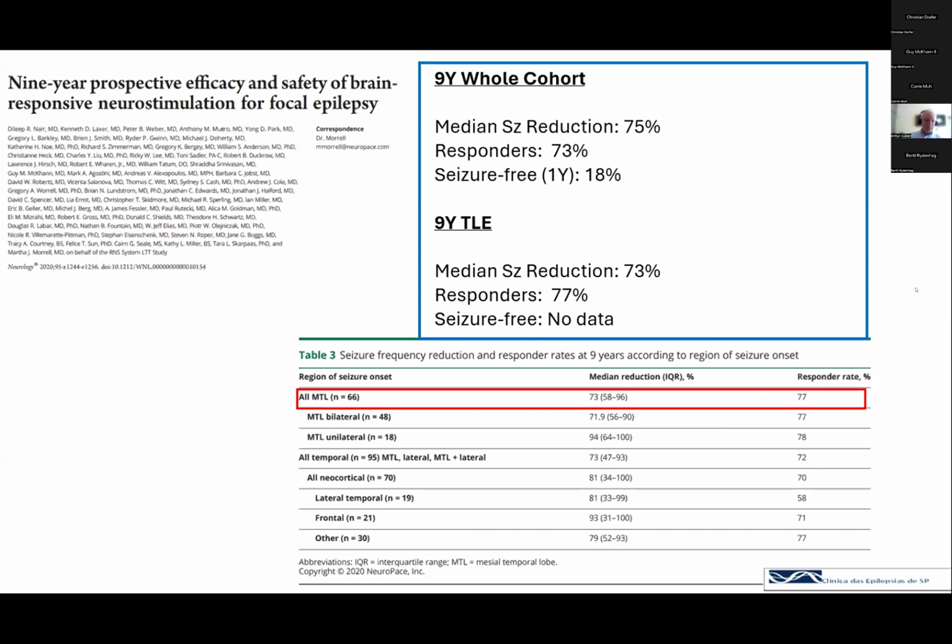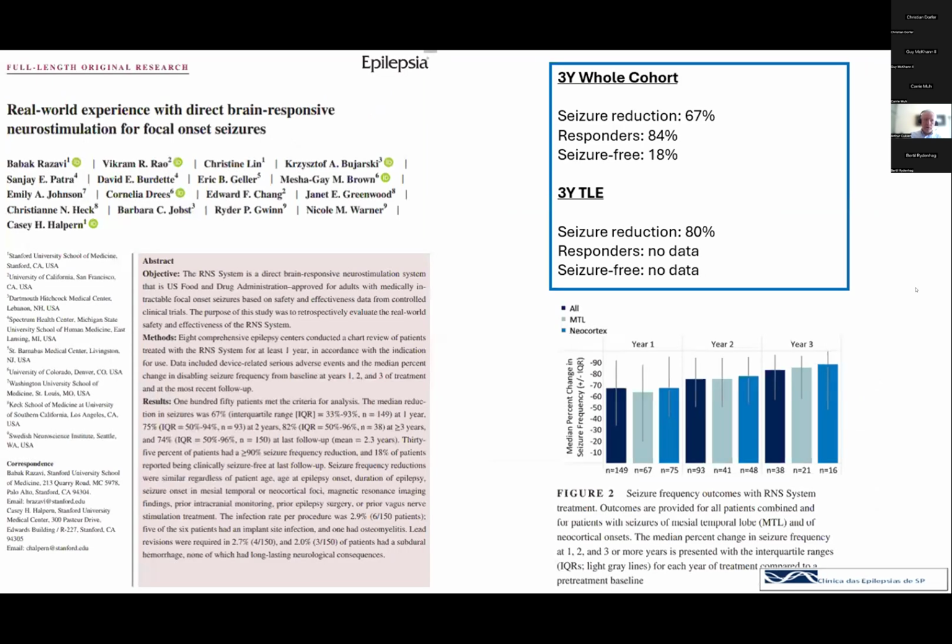And of course, these results are also stable, as I mentioned for ANT-DBS. So after a very prolonged follow-up, you can expect 75% responders and around 18% of patients being seizure-free, especially if you look at the mesotemporal lobe cases. And real-world experience, meaning uncontrolled protocols, gives you about the same data as in the controlled studies. So you have for RNS responders of 84%, seizure-free 18%. So for both ANT-DBS and RNS, the results are out there. They are stable and they are very similar.